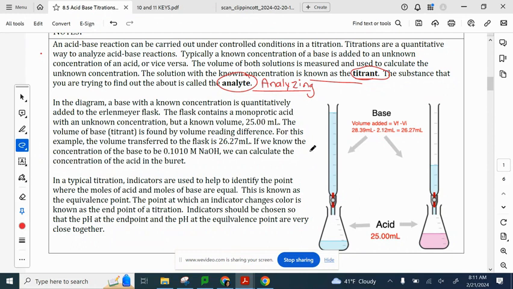Okay. So here we have a base. Our base was given here. And down here we have a standard amount of acid. So we're starting out with 25 mils down here. That acid is not going to change as far as its milliliters is concerned. The base, however, we're going to be adding more in.